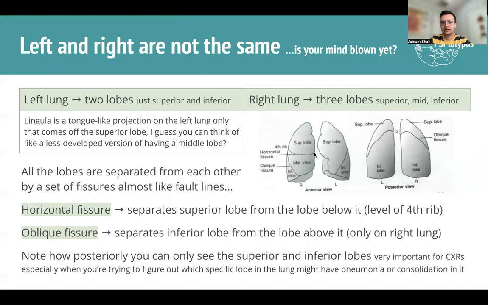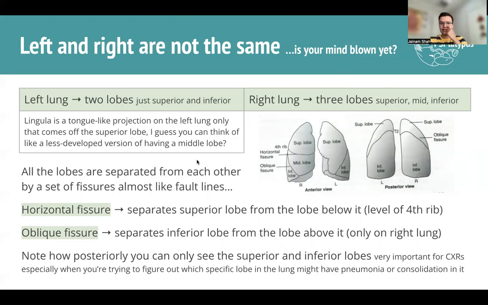You should also think about the fissures themselves that separate out the lobes. It can be a bit annoying to think about what the horizontal fissure actually separates, and what the oblique fissure separates, because it'll be different depending on whether it's left or right. The easiest way to remember this is that the horizontal fissure will separate the superior lobe from the lobe that's below it. This is generally going to be at the fourth rib, whereas the oblique fissure separates the inferior lobe from the lobe that's above it. And this is only found on the right lung. So you can see the oblique fissure on the right lung, and you've got the horizontal fissure here.